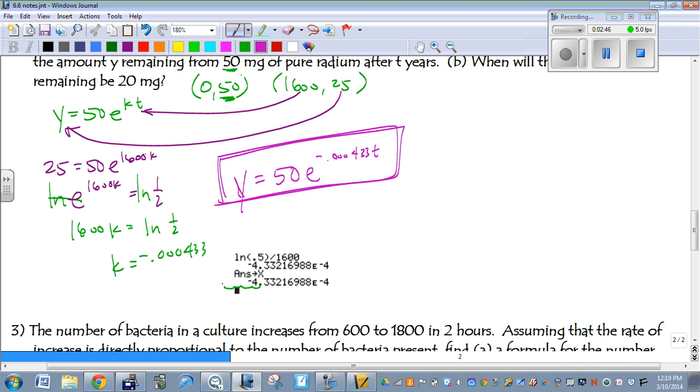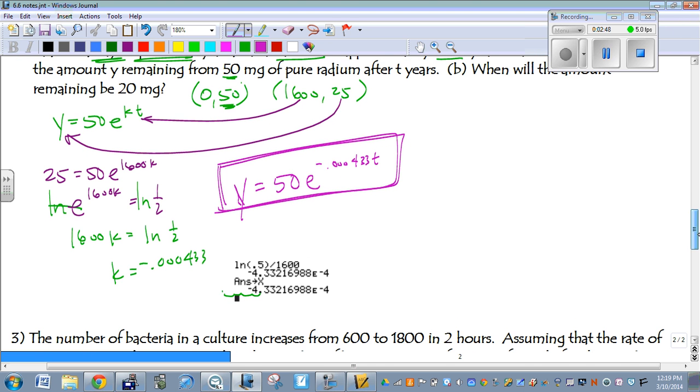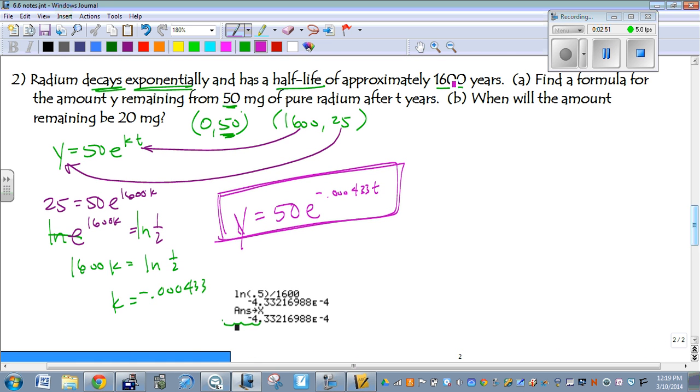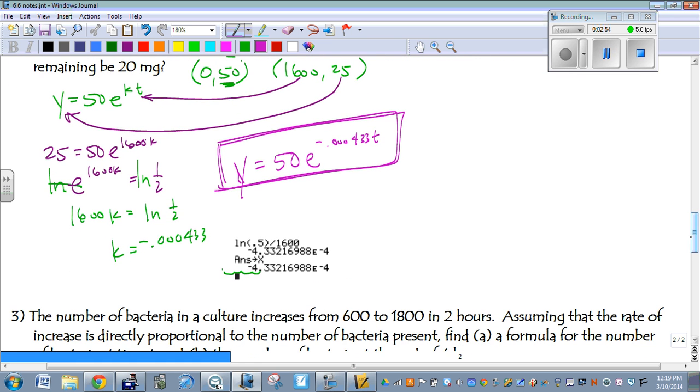Part B asks us, when will the amount remaining be 20 milligrams? So we know it's going to be longer than 1600 years, but we want to figure out at what time is this our amount. So that's actually going to go in for our y value. So we want to know when is 20 equal to 50 times e to the negative 0.000433t. We're solving for t. So if we divide both sides by 50, we get e to the negative 0.000433t equals 2 divided by 50, which is just 0.4.